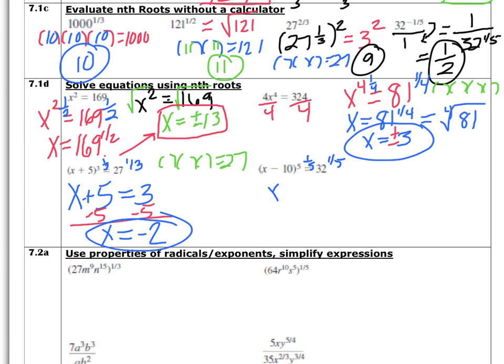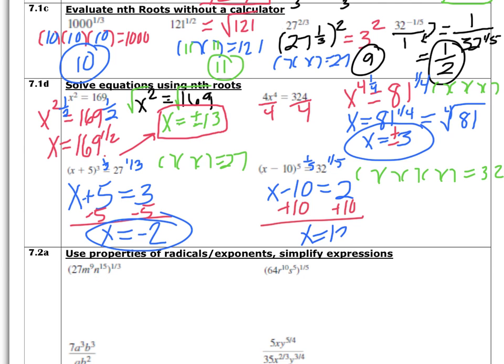Now we're left with x minus 10 equals 32 to the 5th power. Again, what number 5 times is going to give us 32? Well, that answer here is 2, so that becomes a 2. To get minus 10 out of there, we're going to add 10 to both sides. Now we're going to be left with x equals 12, and that's our final answer.